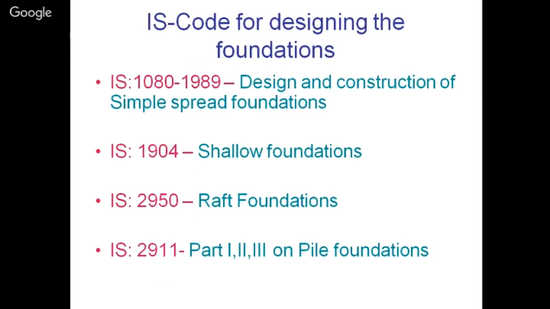IS codes for designing the foundations: IS 1080-1985, design and construction of simple spread foundation; IS 1904, shallow foundations; IS 2950, raft foundations; and IS 2911 parts 1, 2 and 3 on pile foundations.